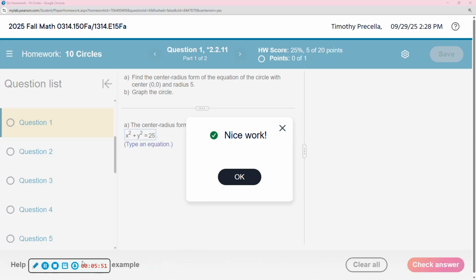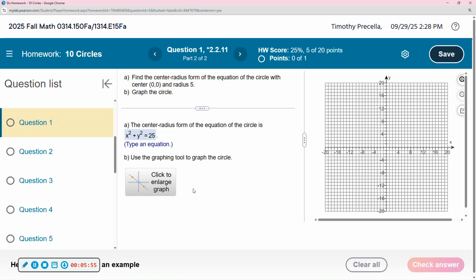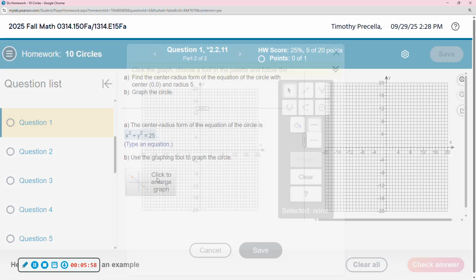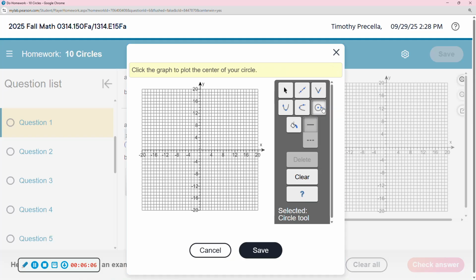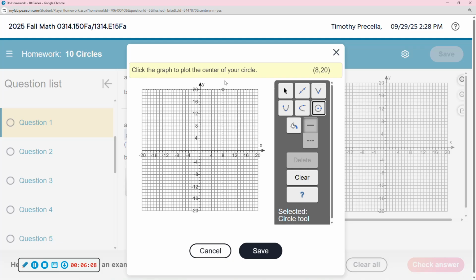Now, this graphing tool that they have for circles is so nice. Click to enlarge. And then you have to click the tool that looks like a circle. There's only one there that looks like a circle. And if you hover over it, you'll see it says circle tool. So you click there. And then the first thing it says to do is plot the center. You got to click on the center.